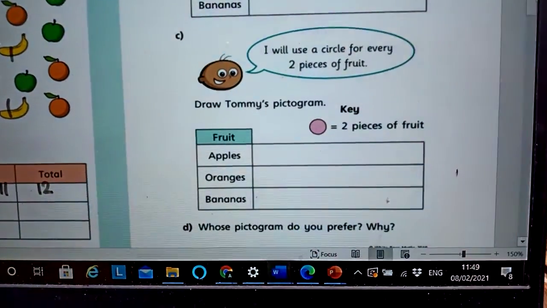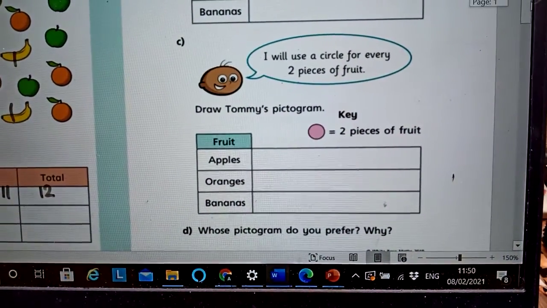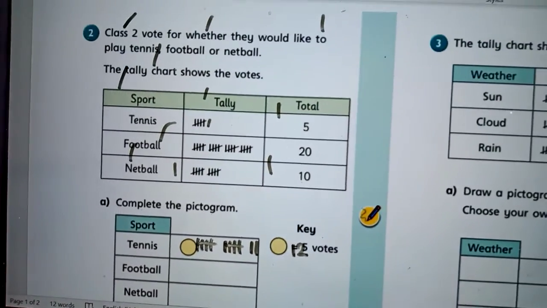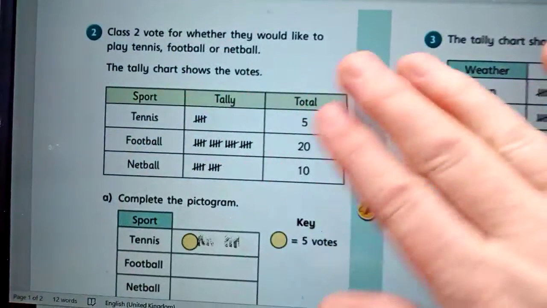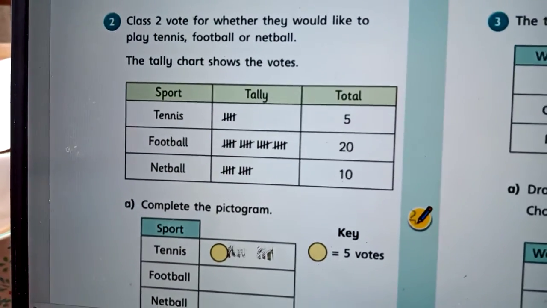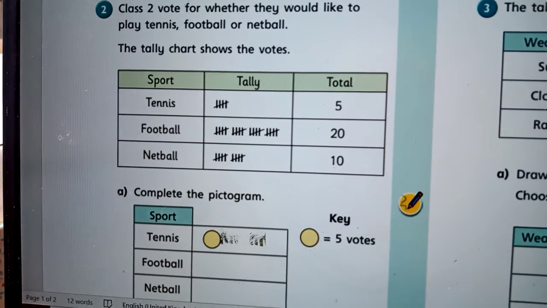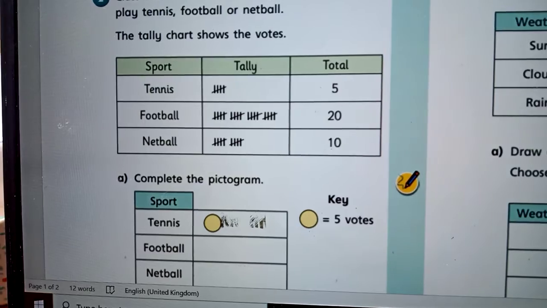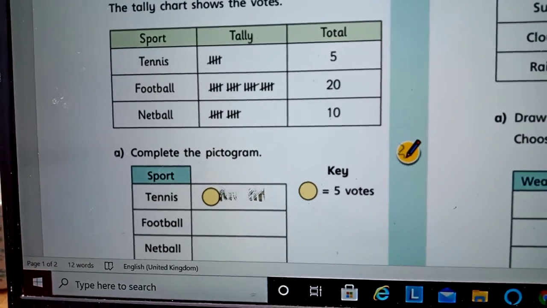Okay. Right, let's have a look down here. This is the next question. It says class 2 vote for whether they would like to play tennis, football or netball. The tally chart shows the votes. Well, I can see, yeah, tally chart. It's asking us to complete the pictogram.